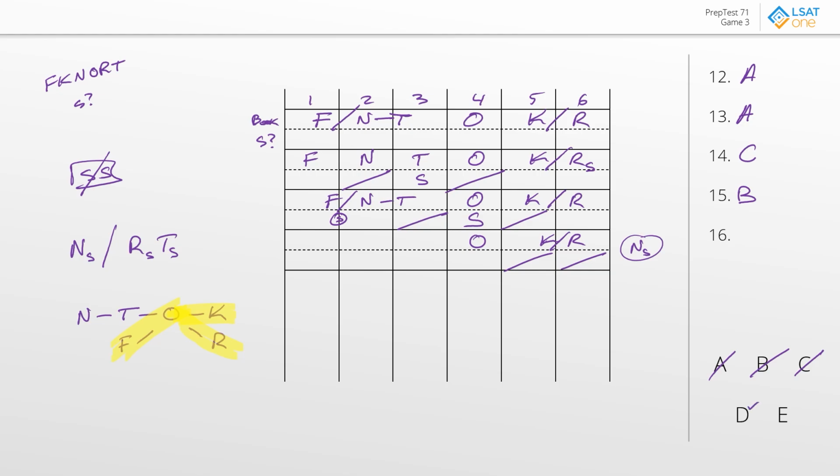Just in case, answer choice E, K and R are consecutive and F is third. Now F never had to go third, so that's a good enough reason to get rid of answer choice E. The best answer to question number 16 is D.